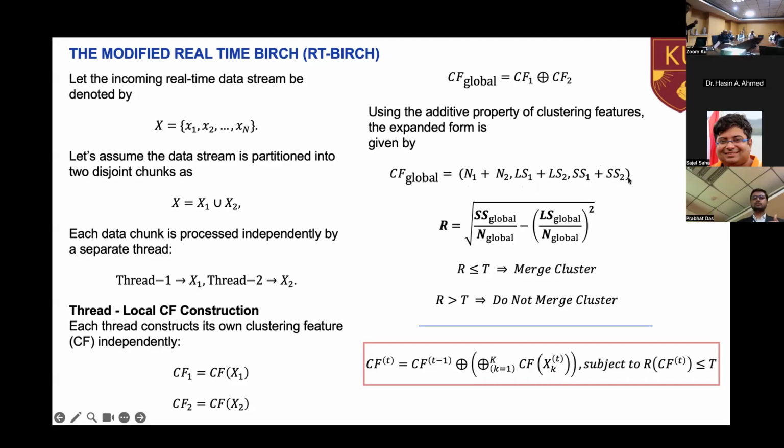Right after this, we also calculate the global radius, and then we decide whether this particular data needs to be merged or need not be merged and kept segregated. In all, in a comprehensive manner, the equation looks like CF for a time t, this is the time t, right?